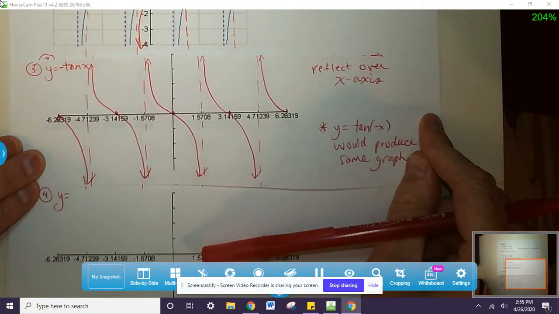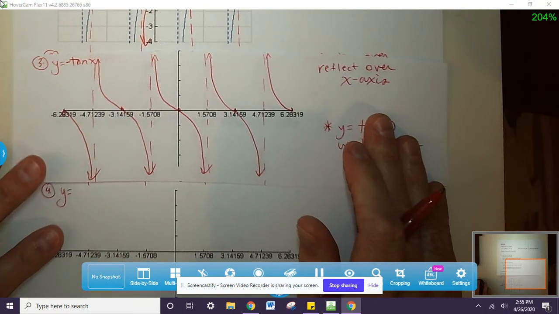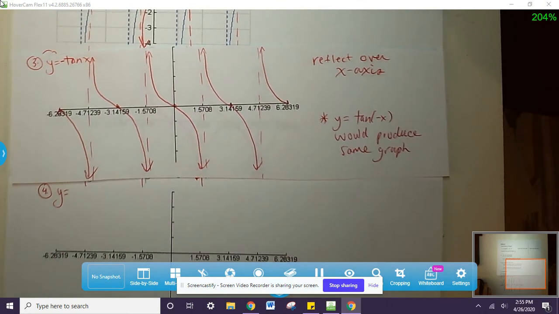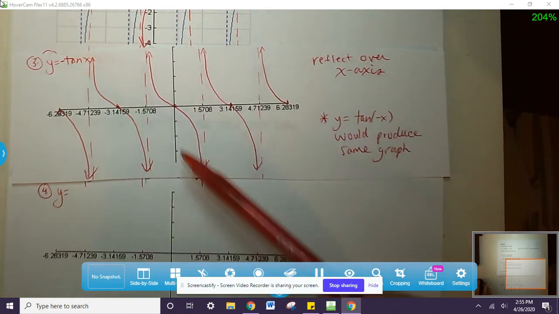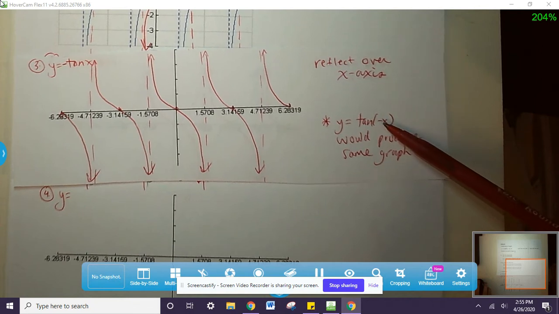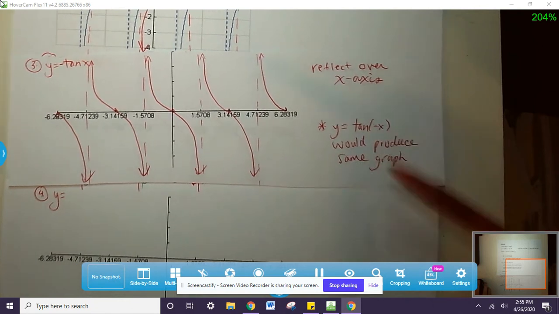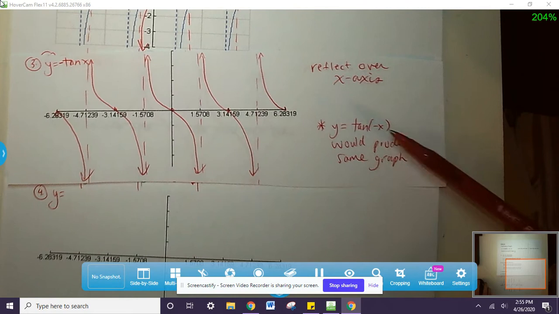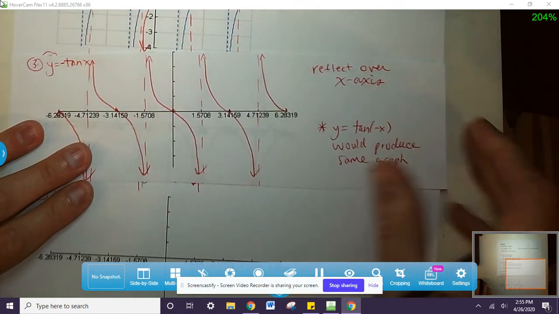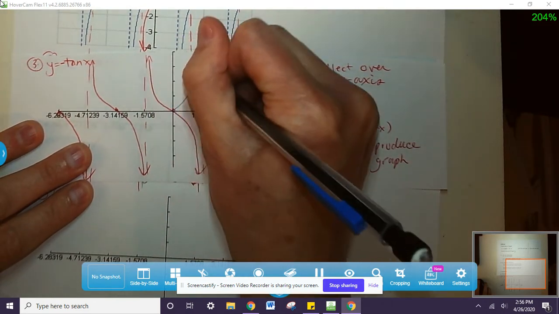Okay. So here's our graph after we reflect over the x-axis. I did not draw on the original for this. One thing to note, since this was an odd function, remember tangent's odd, when you reflect over the y-axis, you actually get the same graph. So whether you reflect over the x-axis or the y-axis, if that's the only transformation you do, you get the same graph.